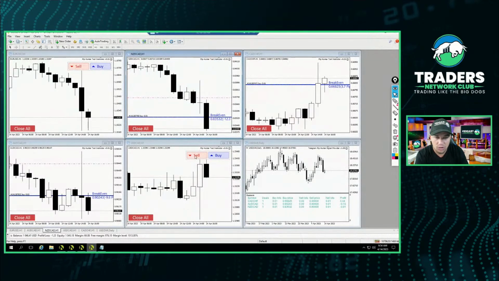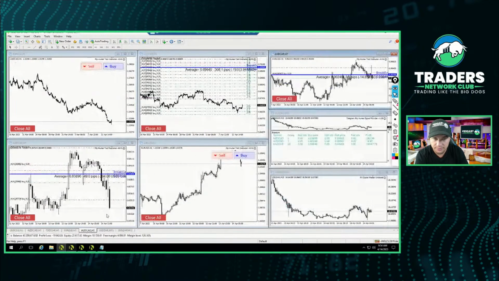I'm going short on the US dollar CAD, and I'm going long on the Euro US dollar.